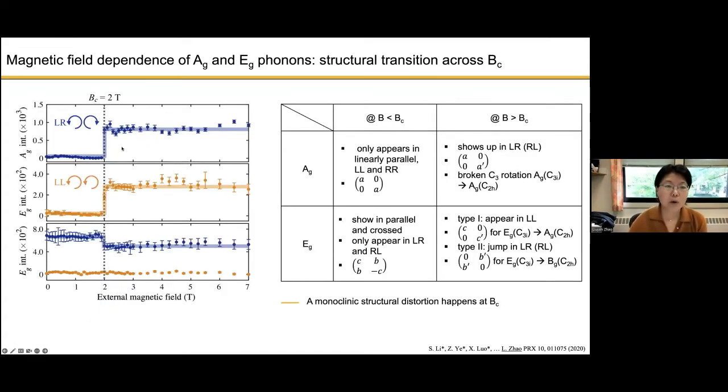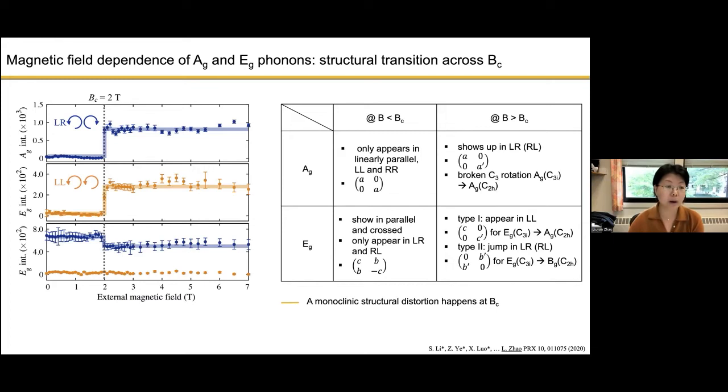Then we take a look at the more regular phonon modes. We actually see those phonon modes also jump around this critical field of 2 Tesla. So that means they also respond to the magnetic phase transition. And we see that they appear in the originally forbidden channels. This tells us that there is a reduction of the crystallographic symmetry, which we attribute to a monoclinic crystal structure distortion that happens across the spin flip transition.